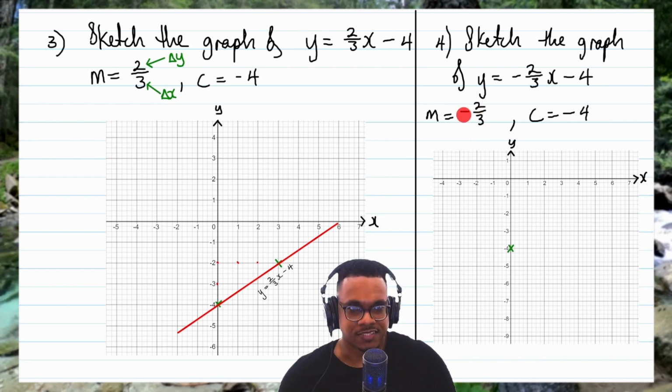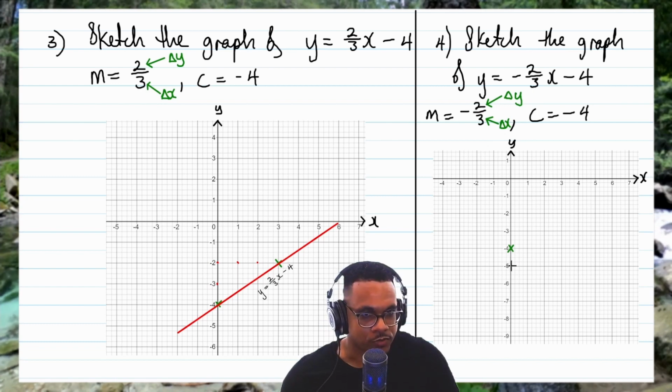So I'll use this as negative 2. So this negative 2 will be my change in y. So instead of going upwards as when it was positive, because I'm choosing to use this as negative 2, I'll be going downwards. So I'll be coming down 2, 1, 2. So that's 2 downwards. And because I use the negative sign on the numerator, this 3 will be positive. So I'll go to the right 3, which is 1, 2, 3.